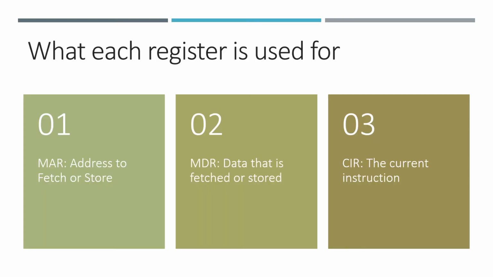So just to recap, the MAR stores the address. That's what the A stands for, Memory Address Register. Every time the computer fetches or stores to and from RAM, the MAR tells the computer where to go to in RAM. The MDR stores the data or the data and instructions that are fetched or stored during the operation. And the CIR stores the current instruction, whatever that is, and sends signals to the rest of the computer to carry out those instructions.